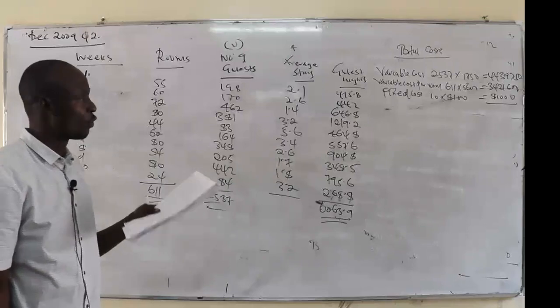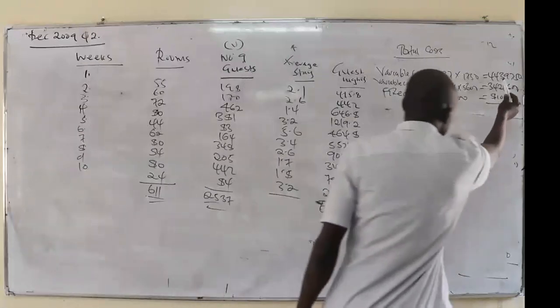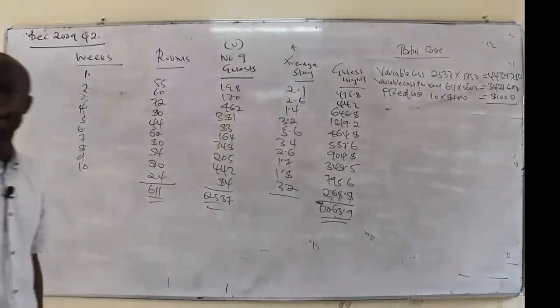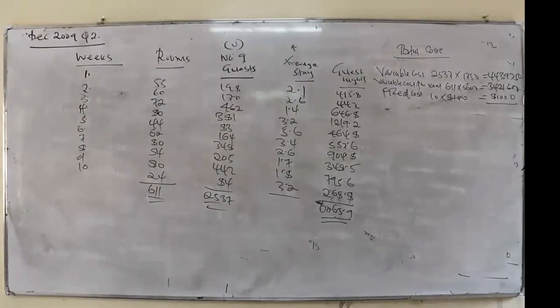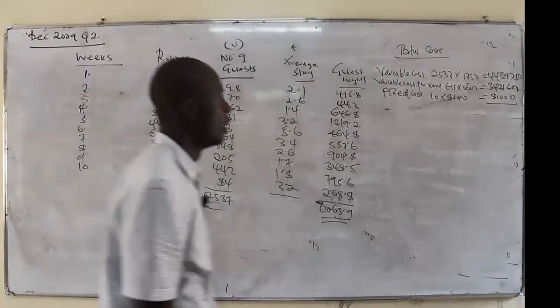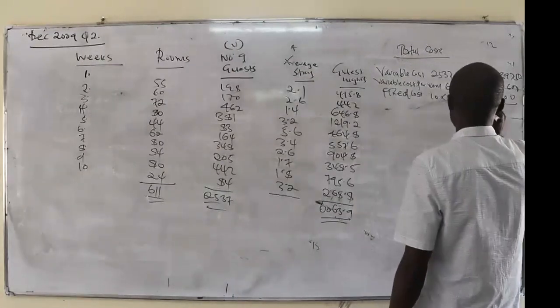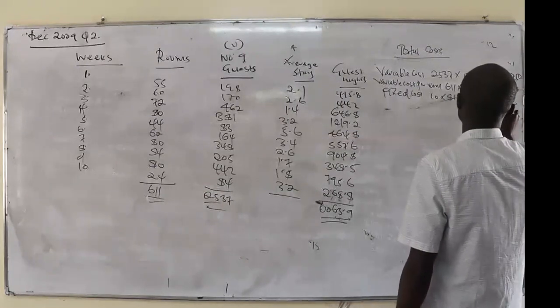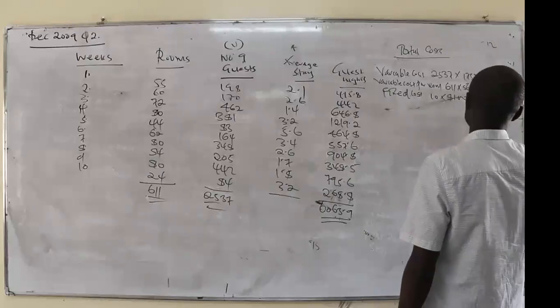Yeah, of course, you add this one, this plus this plus this. The total is $79,43,42,350. So those are the total costs.